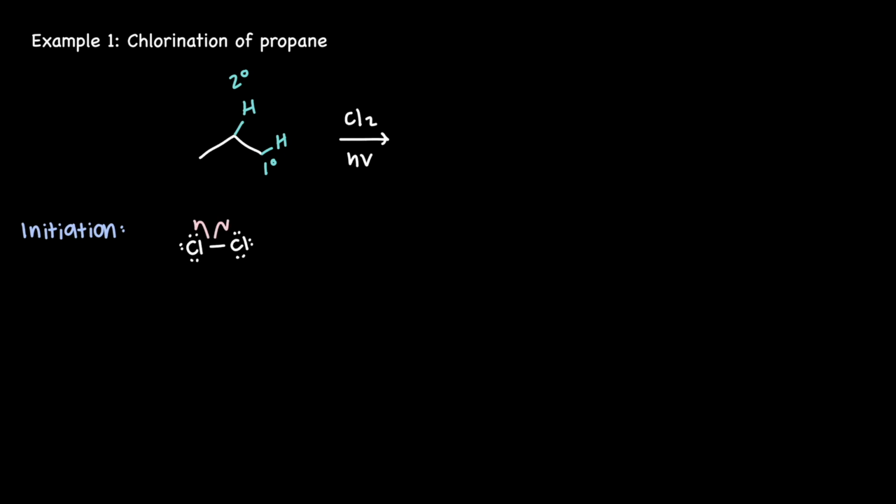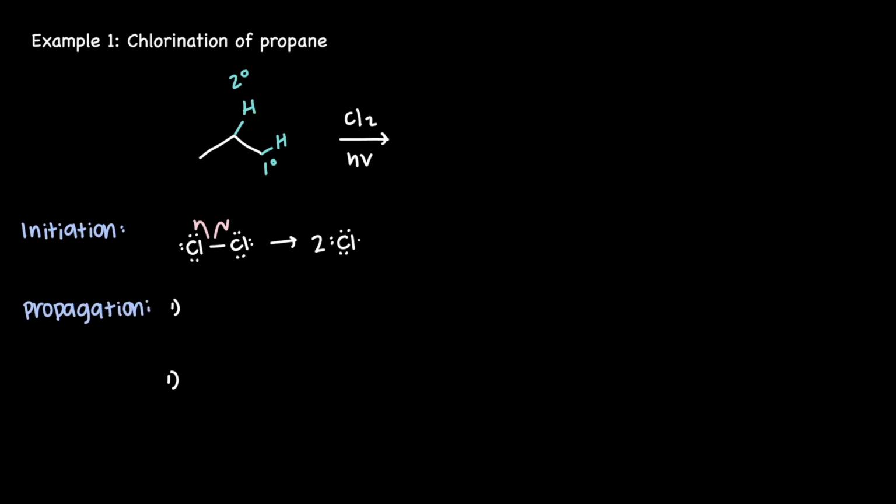Example 1, chlorination of propane. Let's start with propane reacting with chlorine under light. Because chlorine is highly reactive and not very selective, chlorination can occur at either a primary hydrogen or the secondary hydrogen. First, we have the initiation step. Under light, the chlorine-chlorine bond breaks homolytically to form two chlorine radicals.